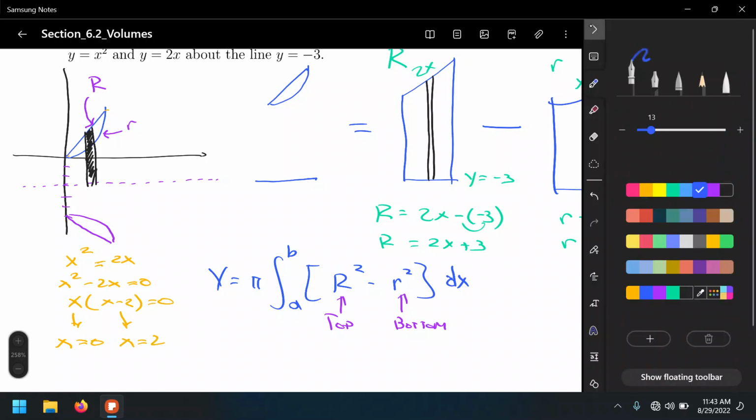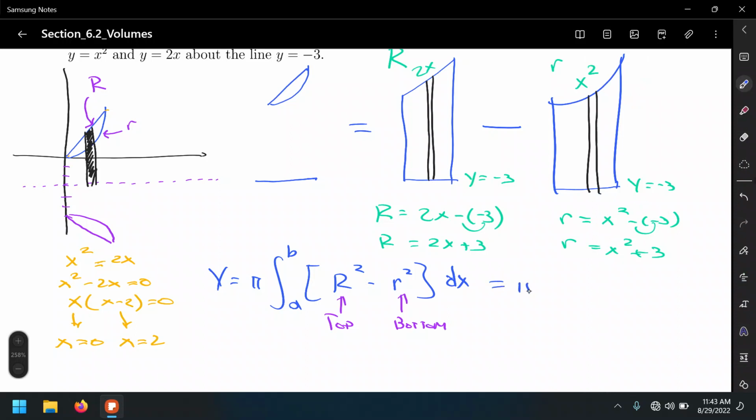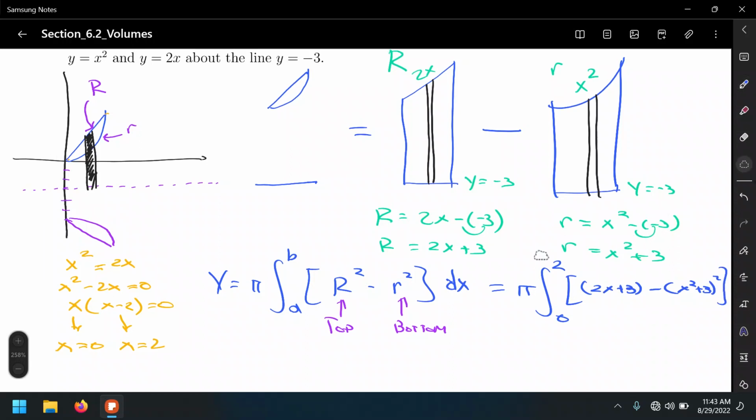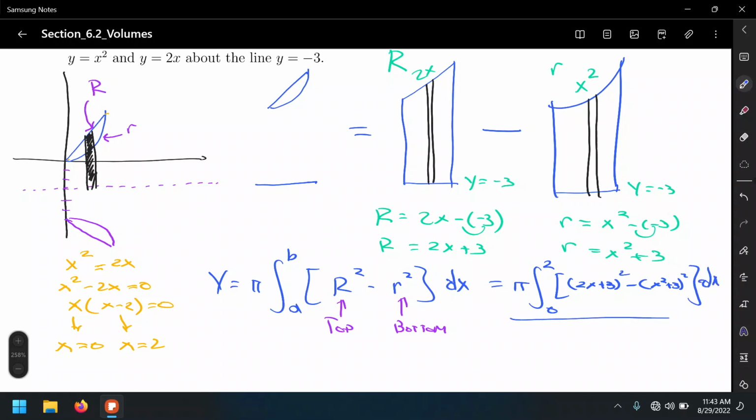And coming back to the integral, this is pi times the integral from 0 to 2 of the big R quantity squared, 2x plus 3, minus x squared plus 3, with respect to x. Yes, I forgot that square as well. Yep, squared, dx. And that's the setup of the integral.